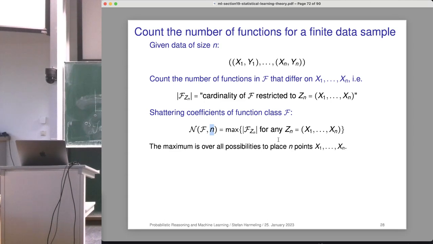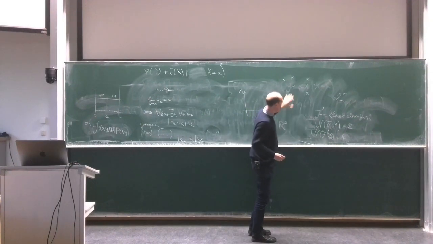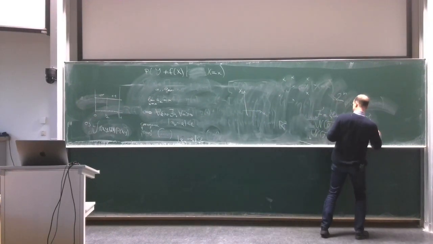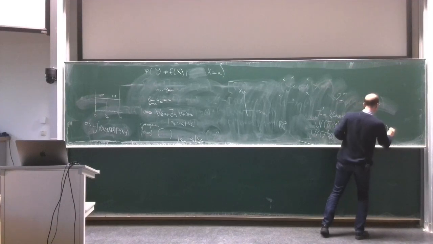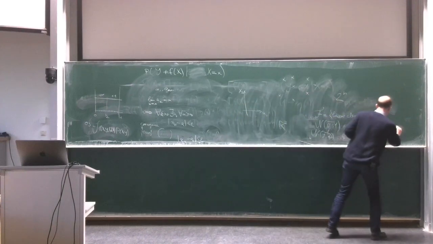If I have one data point, there will be two functions, okay? If I have two data points, there will also be four functions, right? I could have it separated like that or like that. Oh, you can't see it. Thank you. Okay, so there are four possibilities. If I have three, I think I will have also all possibilities, so it will be 8.